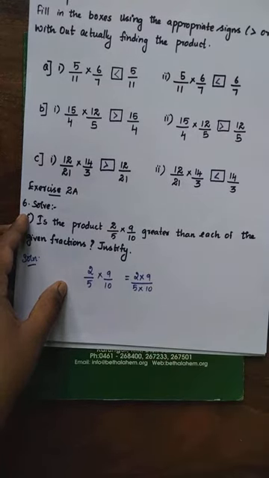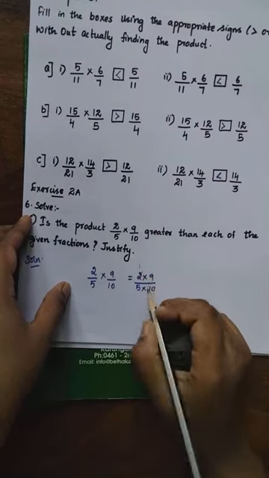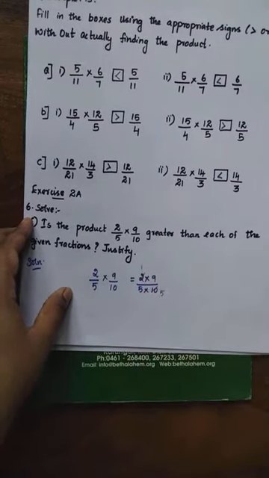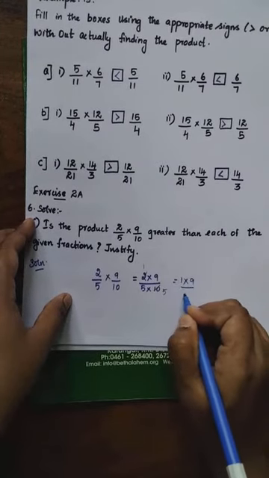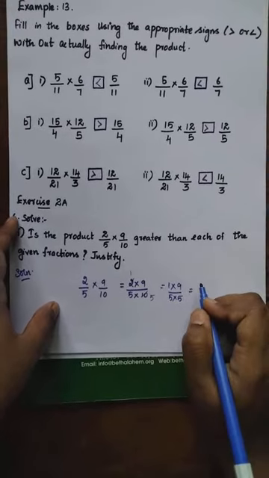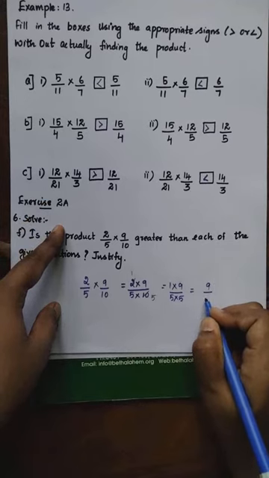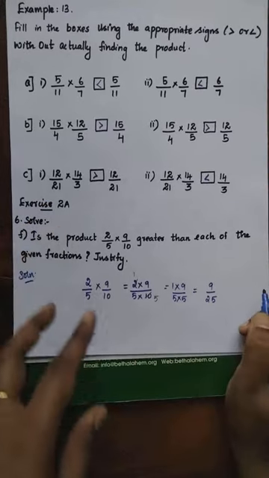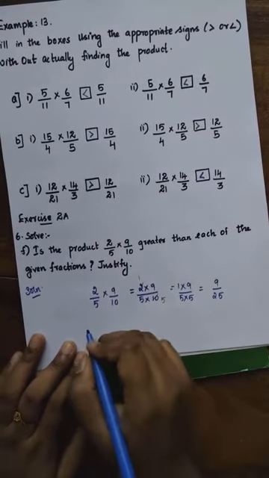Here we can cancel 2 and 10, right? In the same table, 1 twos are 2, 5 twos are 10. So write the remaining numbers: 1 into 9 divided by 5 into 5. So our answer is 9 divided by 5 fives are 25, 9 by 25. Now just compare with the given fractions.